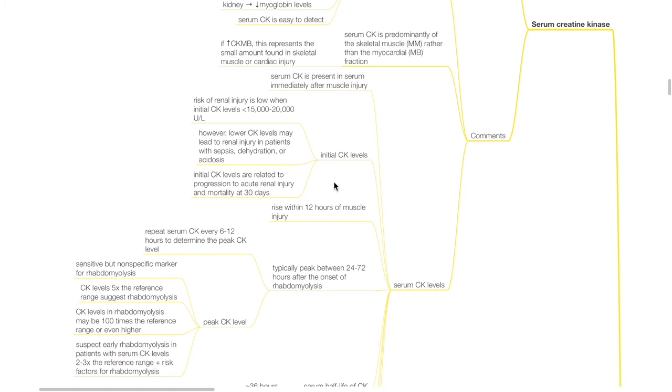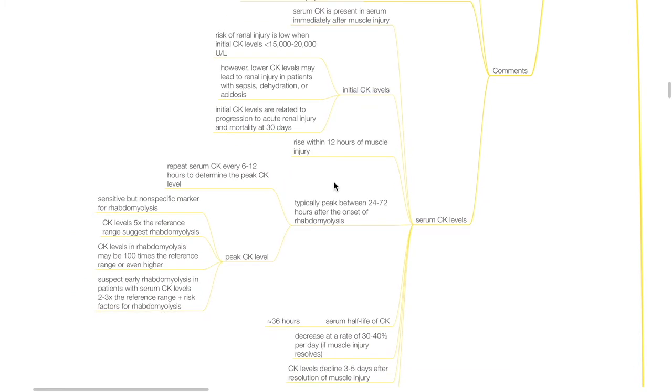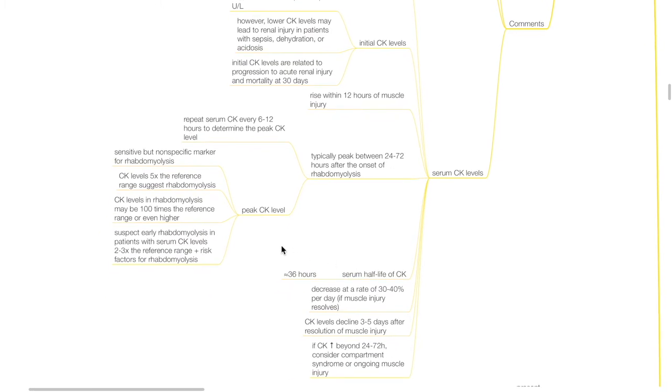Initial CK levels are related to progression to AKI and mortality at 30 days. Serum CK rises within 12 hours of muscle injury and typically peaks between 24 and 72 hours after the onset of rhabdomyolysis. Repeat serum CK every 6 to 12 hours to determine the peak CK level. The peak CK level is sensitive but a non-specific marker for rhabdomyolysis. CK levels 5 times above the reference range suggest rhabdomyolysis. CK levels in rhabdomyolysis may be 100 times the reference range or even higher.